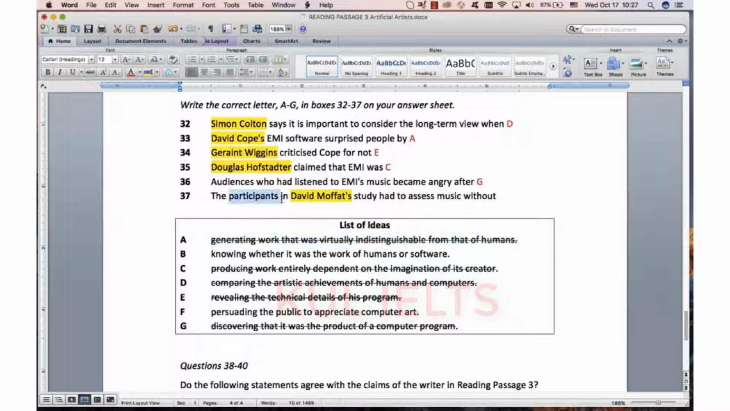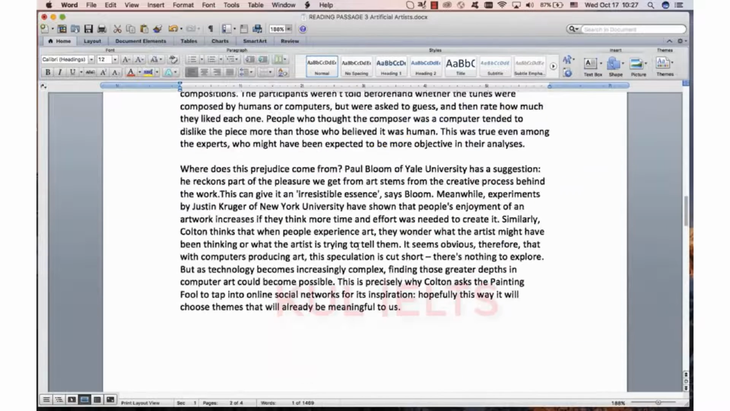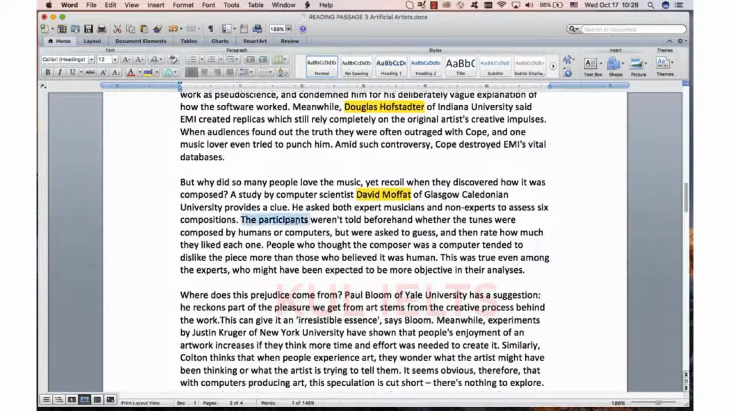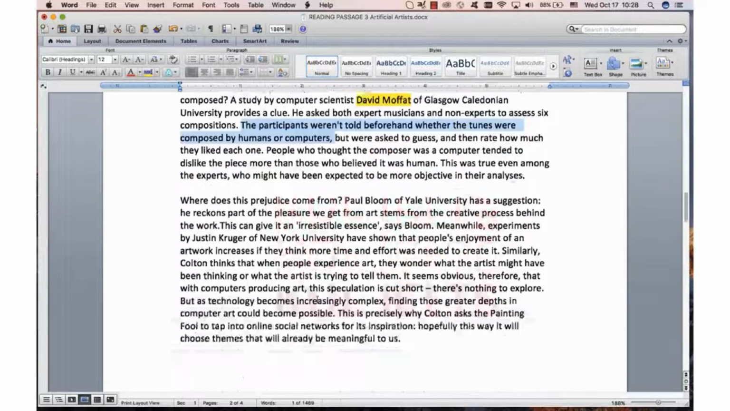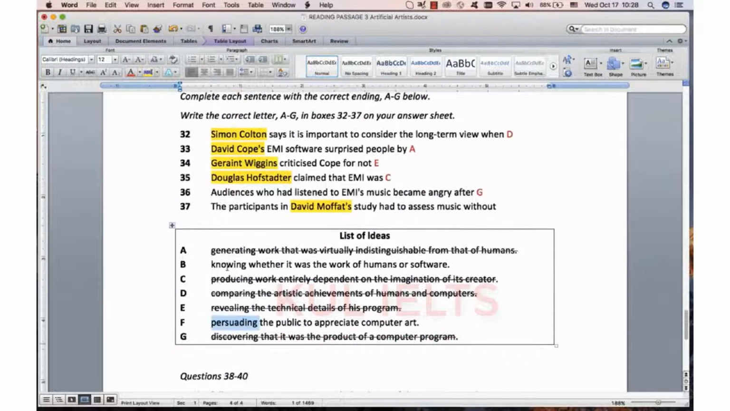The participants without. The participants didn't. They didn't what? And it's there. The participants weren't told whether it was by humans. If they weren't told, it means they didn't know. There was nothing there about persuading. So the participants didn't know.